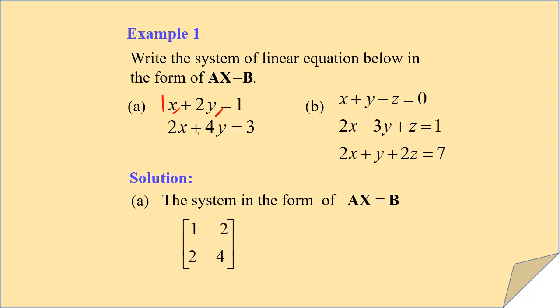And then directly multiply with the variable matrix, which is X and Y. And what is the constant? The constant is every constant on the right side. So we have 1 and 3. Understand or not? Simple, right? So let's do question B.